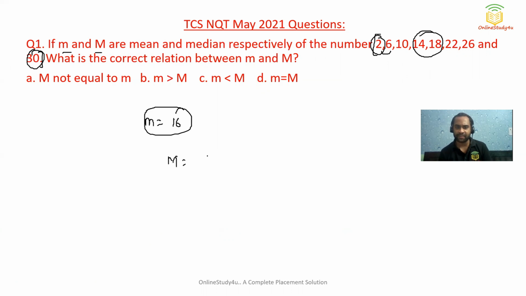Then the middle numbers divided by 2. So 14 plus 18, 32 by 2, that is 16. Bhaiya, mean and median is equal. Okay, mean and median is equal.